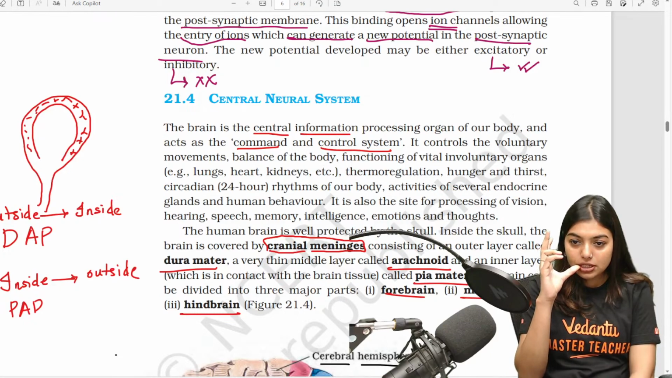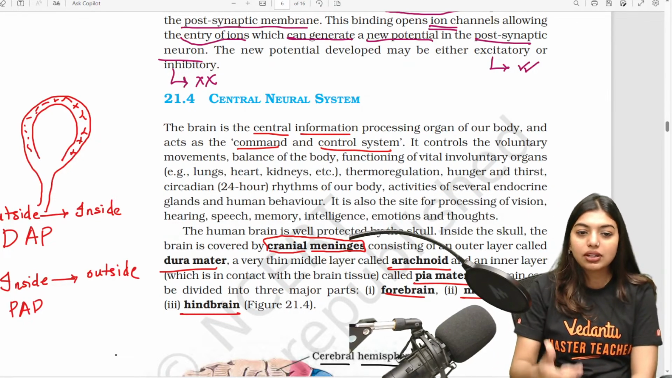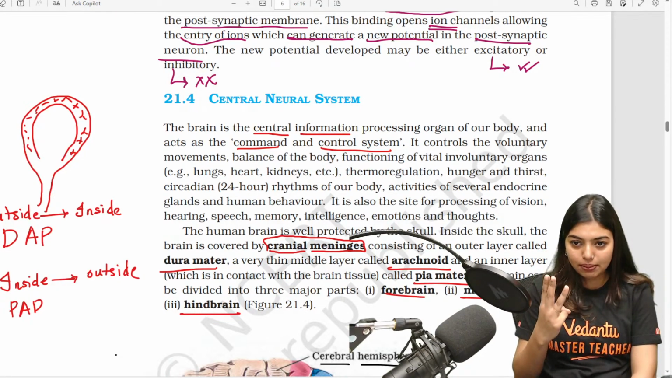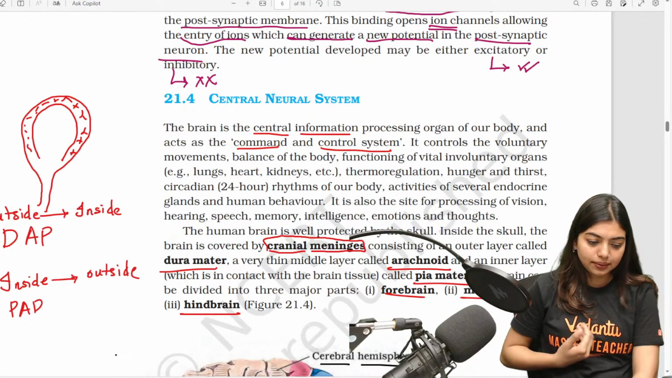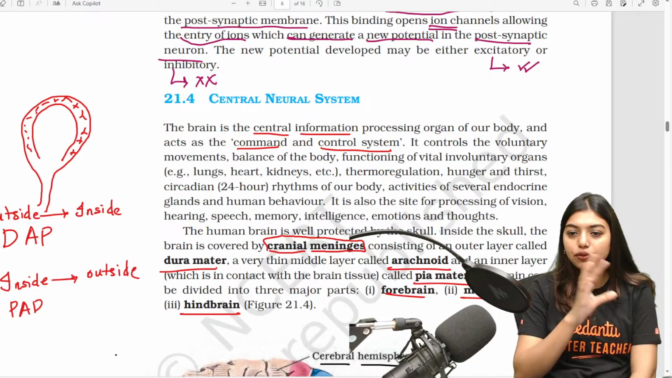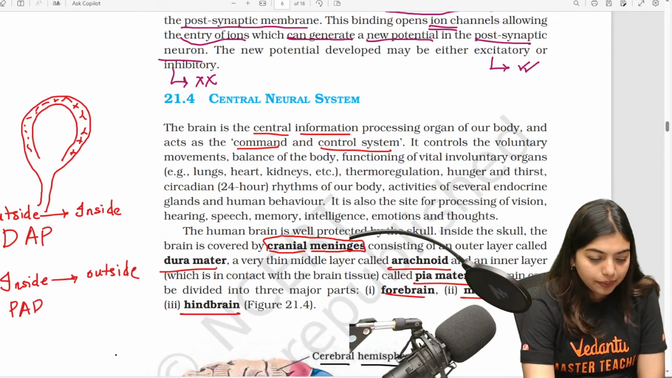Now, when we talk specifically about the central nervous system, we have to talk about the brain and the spinal cord. The brain is covered by the cranial meninges, and there are three of them: dura mater, arachnoid, and pia mater. DAP is from outside to inside, PAD is from inside to outside. Now, the brain is divided into forebrain, midbrain, and hindbrain. Forebrain we discussed, midbrain we discussed, and hindbrain we discussed. Clear? So far, good?